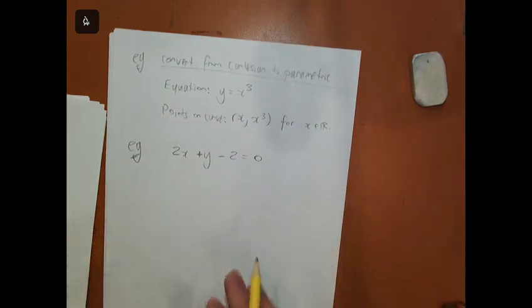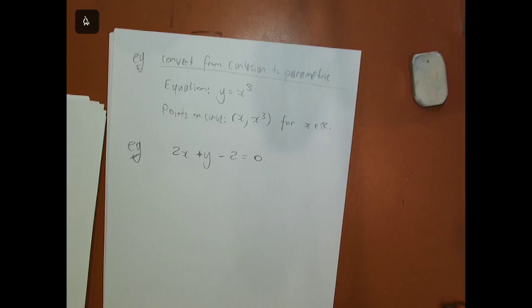So here is a line equation, 2x plus y minus 2 equals 0. It's a line in 2D. And I'd like to convert that into parametric form, which means I need a description of what all the points on the line look like.